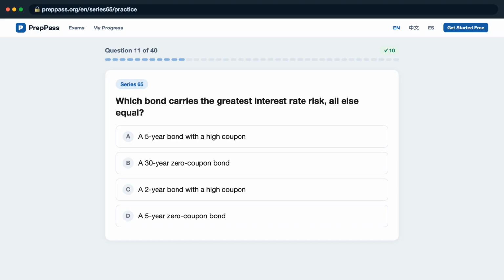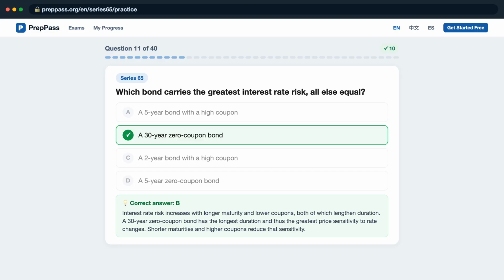Question 11. Which bond carries the greatest interest rate risk, all else equal? Is it A, 5-year bond with a high coupon? B, a 30-year zero-coupon bond? C, a 2-year bond with a high coupon? D, a 5-year zero-coupon bond? The correct answer is B.